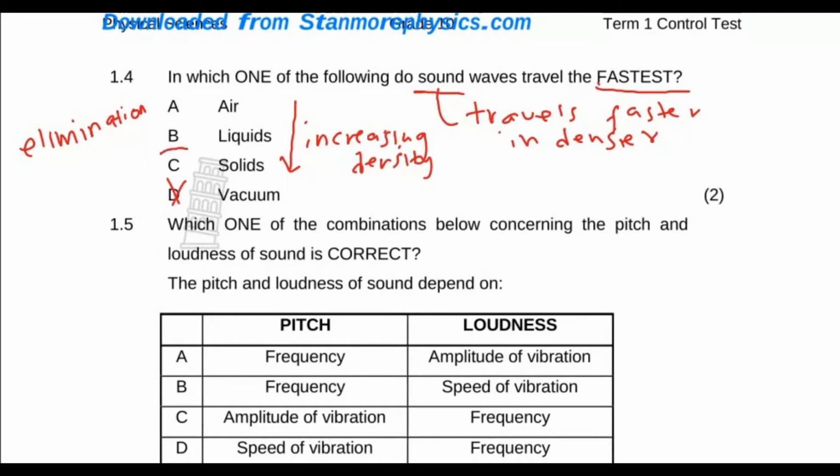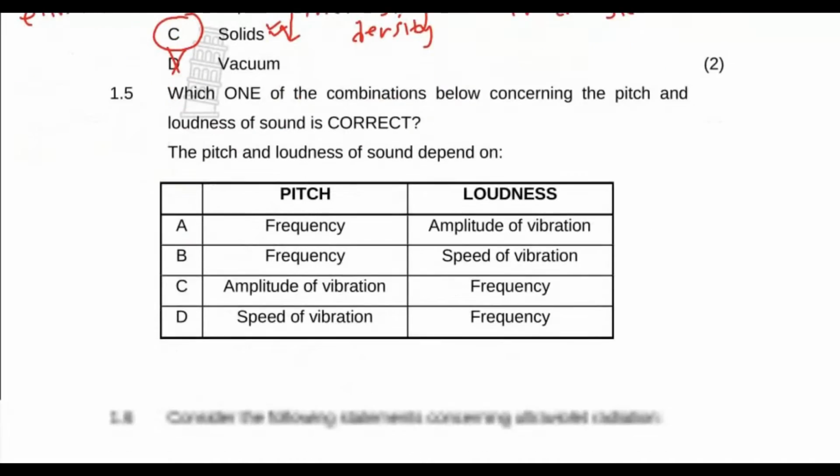Now, it means that the sound wave is going to travel faster in a solid because the particles are packed together. Solid materials are much denser than liquid or air. So the answer will be C. Sound waves travel the fastest in solids in comparison to liquids or air. And sound does not travel in vacuum at all. The only waves that travel in vacuum are your electromagnetic waves.